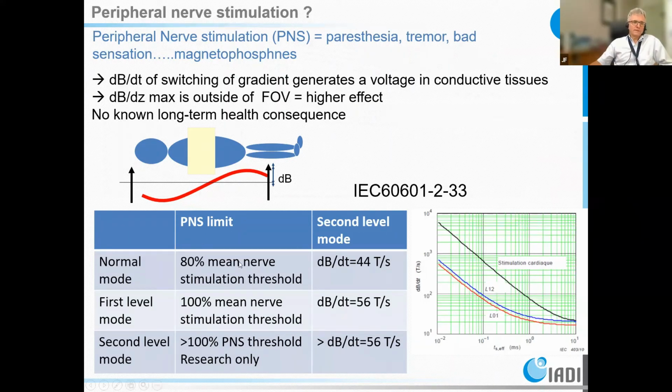Generally, we have no problem. If you are in the normal mode, you are lower than the threshold of stimulation. This means 44 Tesla per second. The drawing here is only to explain that you are very far away from heart stimulation. Everything is under control, and sometimes if you want a very small field of view, the system asks you, can I go to the first level mode? This means that you are going closer to the threshold, even to the threshold. And there you can have some stimulation. This is not dangerous for the patient. It stops when the gradient stops.